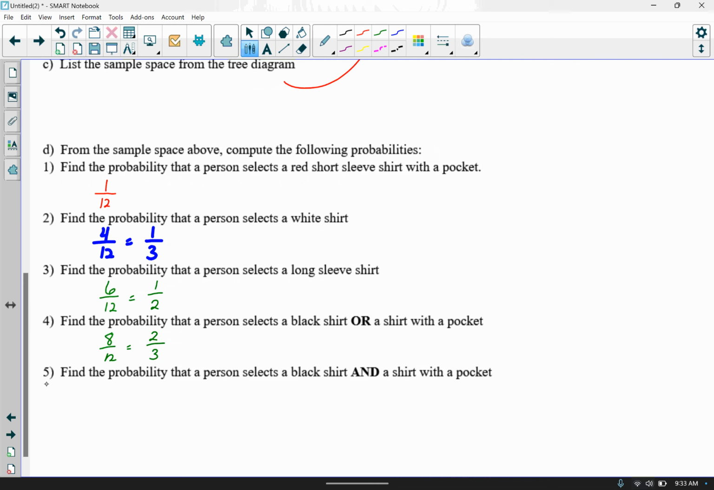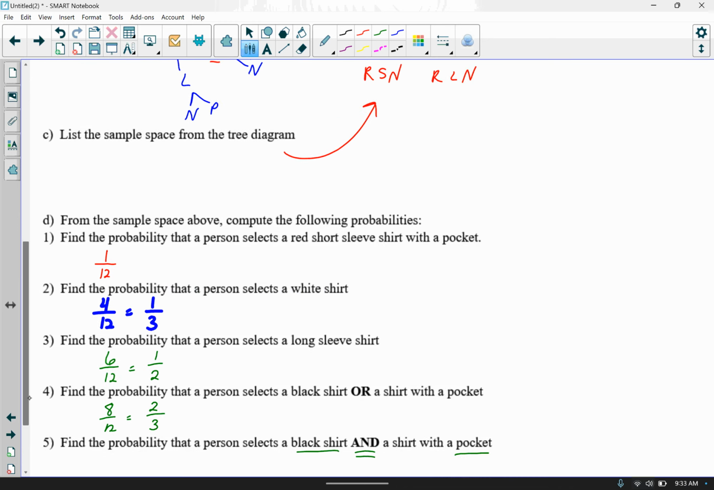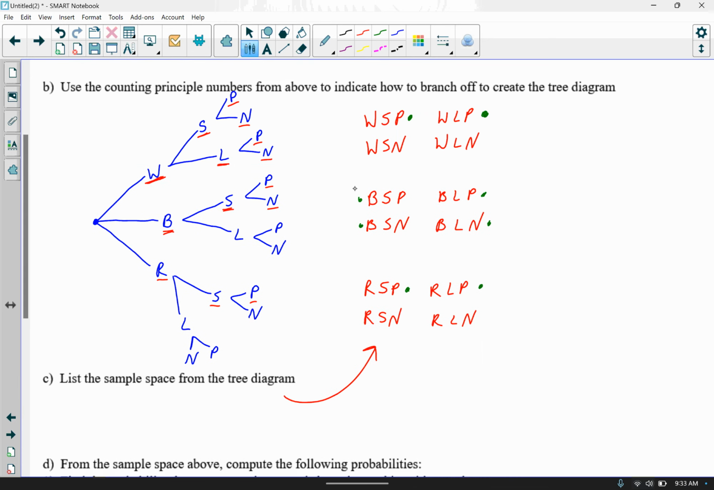Now let's compare that to number 5, probability of a person selecting a black shirt and a shirt with a pocket. When you use that word and, then that means that you have to have both of those criteria met in order for it to be counted, okay? So both of those criteria have to be met. I have to have a black shirt and it has to have a pocket.